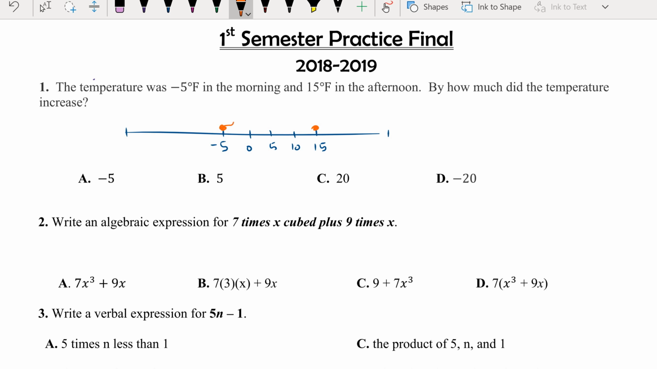You can add: from negative 5 to 0 is 5 units, and from 0 to 15 is another 15 units or 15 degrees. If you add them, the answer is going to be 20 degrees Fahrenheit increase. Or the second way you can do this is 15 minus negative 5. When you find a difference of two things, you're going to subtract them. And based on this, 15 minus negative 5, two negatives turn into a positive, is going to be 15 plus 5. So the answer is 20, C.